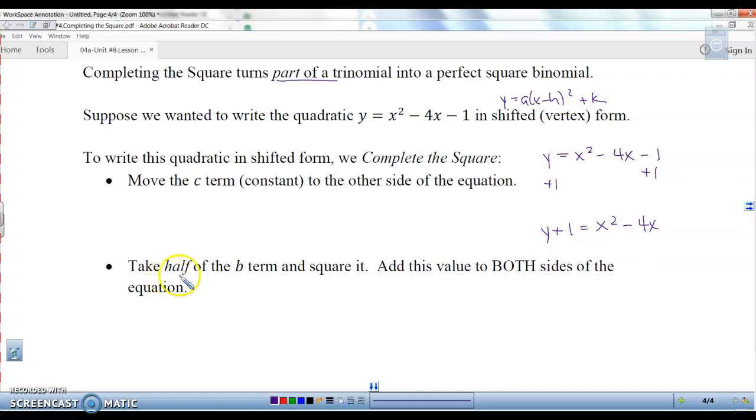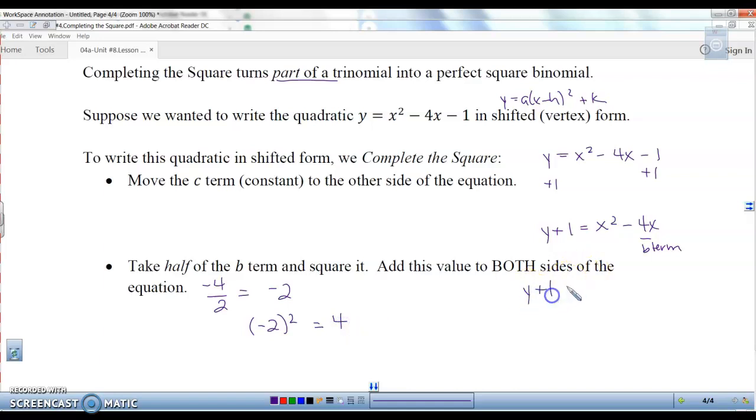So what we're going to do is take half of the b term and square it. Which one of these terms is the b term? It would be this one, right? This is the b term. All right, so if we take half of the b term, it would be negative 4 divided by 2 is negative 2. Okay, so we take half the b term, and then we square it. Negative 2 squared is going to be 4. All right, so this is what we did.